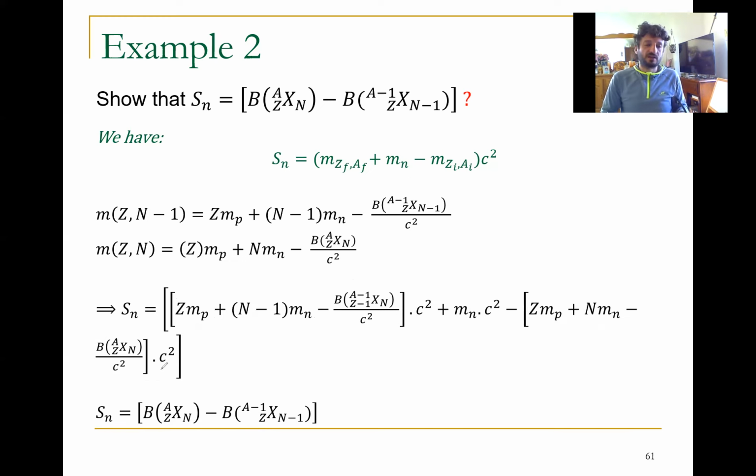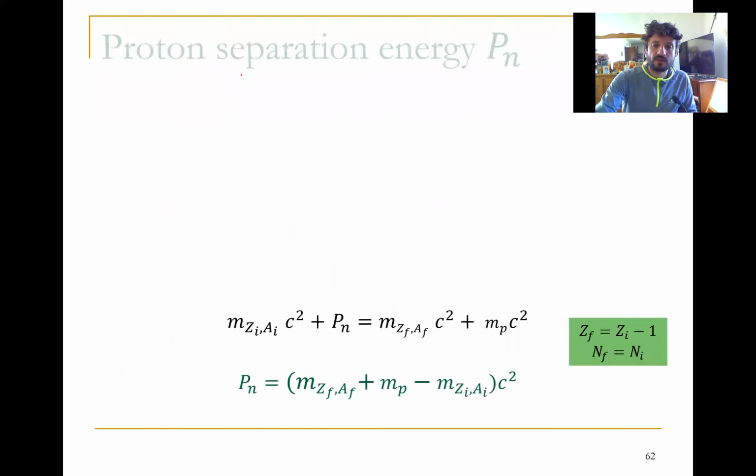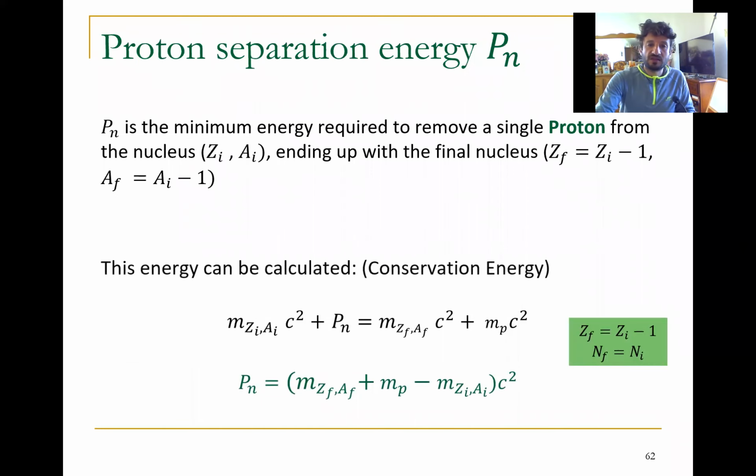This is the new expression of the neutron separation energy. So here you have to know these two expressions. First of all, Sn in function of the nuclear masses of the initial nucleus and final nucleus, and Sn equals the difference of binding energy between the initial nucleus and the final nucleus.